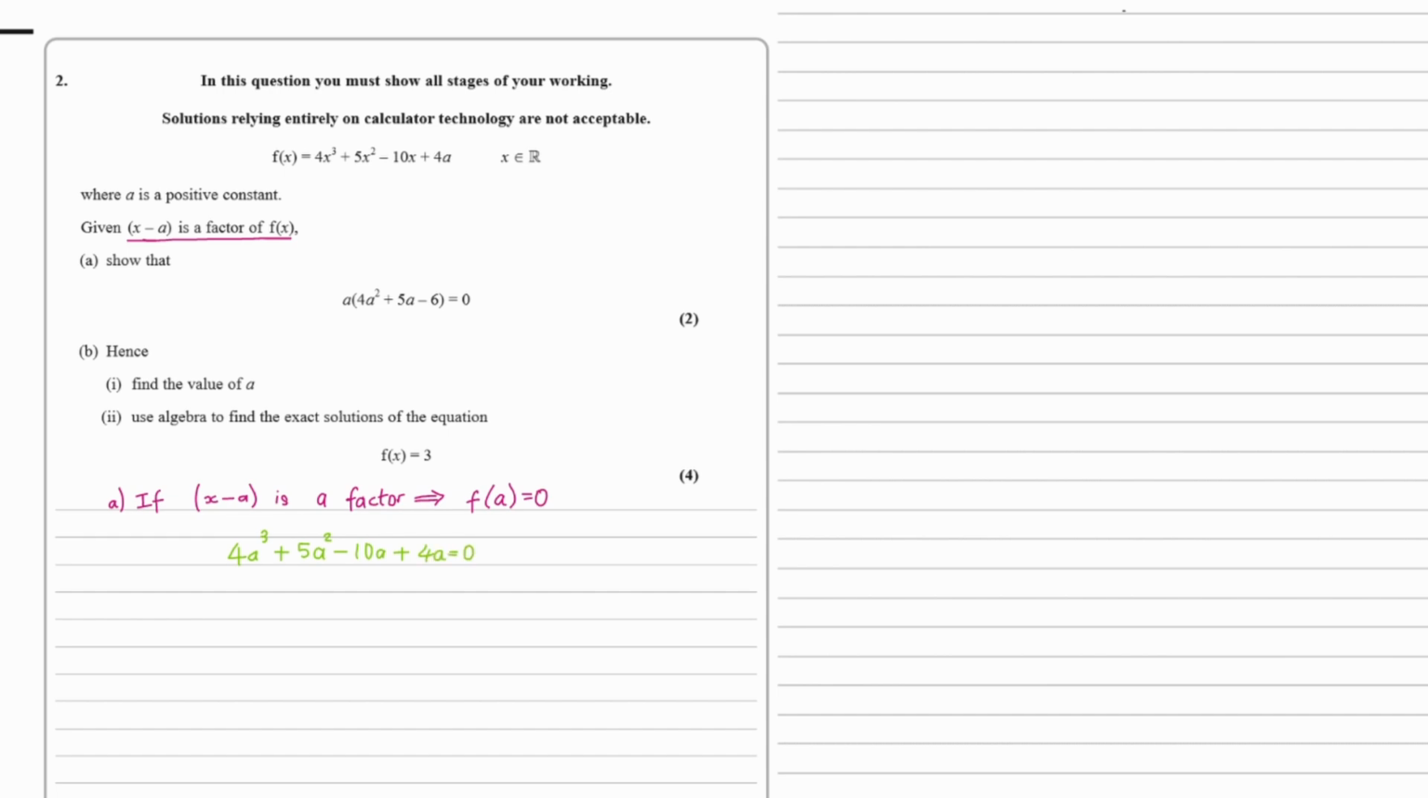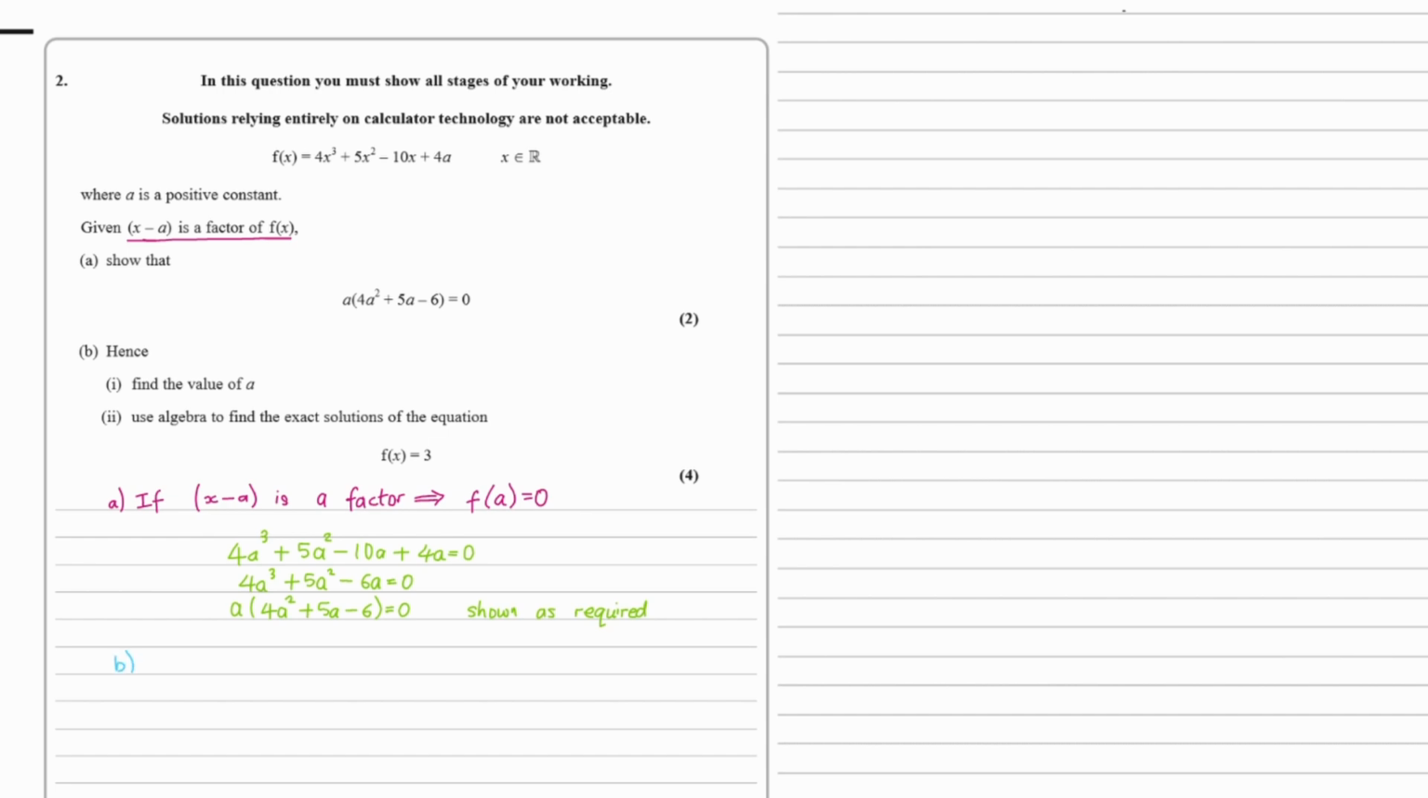We can then simplify the a terms and rewrite this as 4a cubed plus 5a squared minus 6a is equal to 0. We can then factorize a out to give us a quadratic equation in the bracket, which would be 4a squared plus 5a minus 6 is equal to 0. And this is what the question was asking us to show, so we have shown this as required.